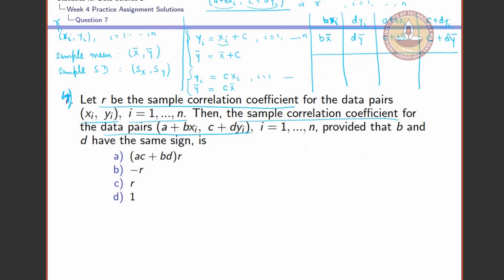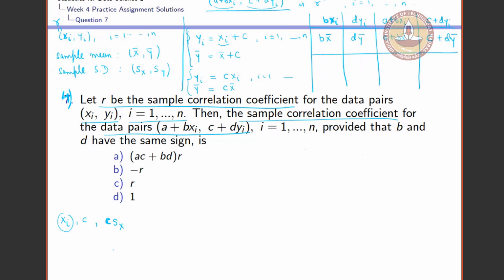So as we had seen in the lectures, if xi was given to you and you multiply a constant, say c, then the new standard deviation will be equal to c times the old standard deviation, that was sx. And if you add a constant to the data point that was given to you, the new standard deviation will not change. It will remain the same.